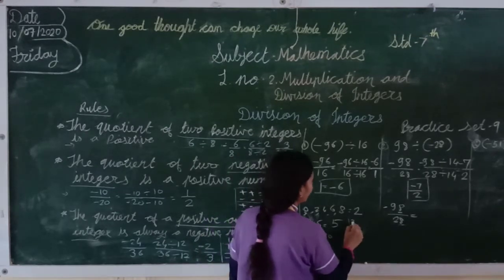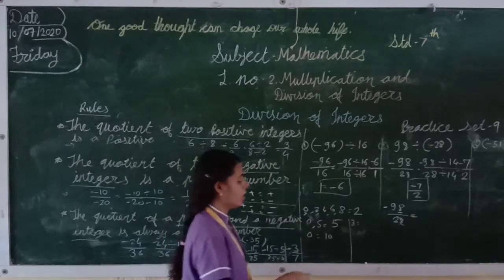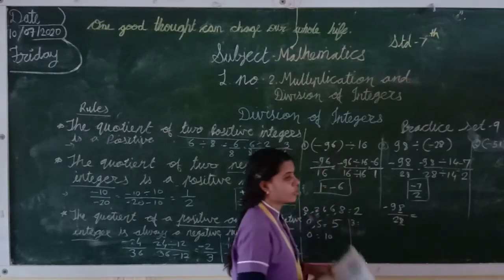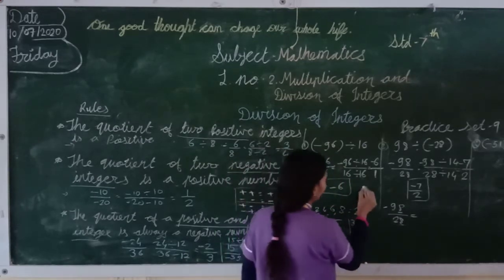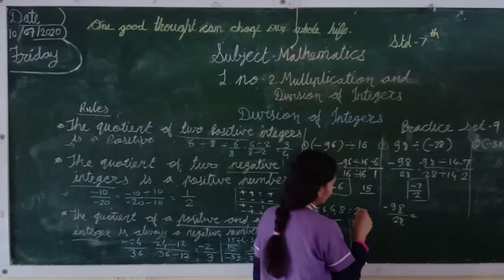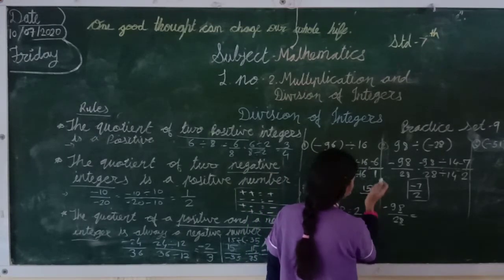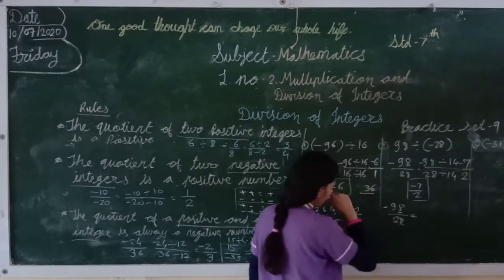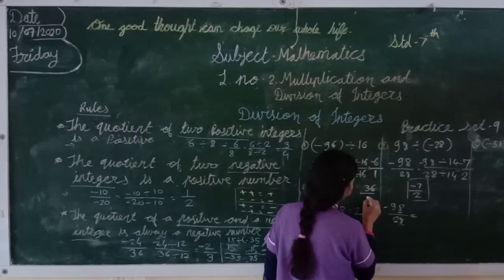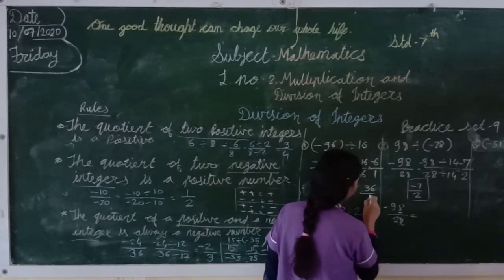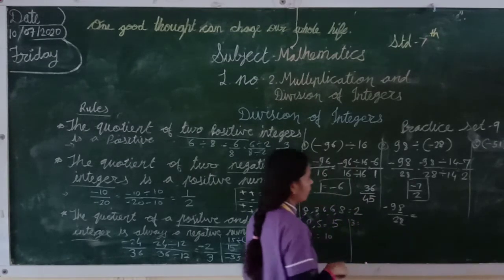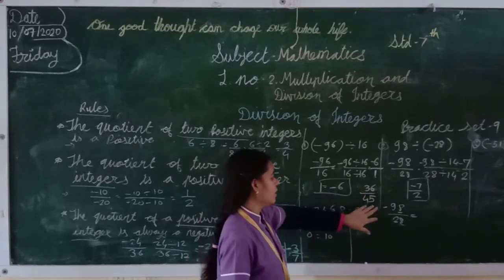And for dividing by 3, we have to add the digits, and that number should come in the table of 3. For example, 36 and 45. I have written 36 and 45.